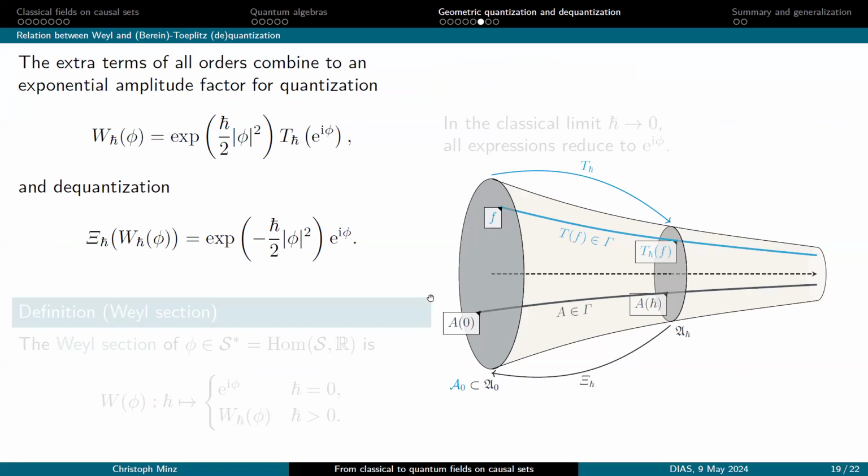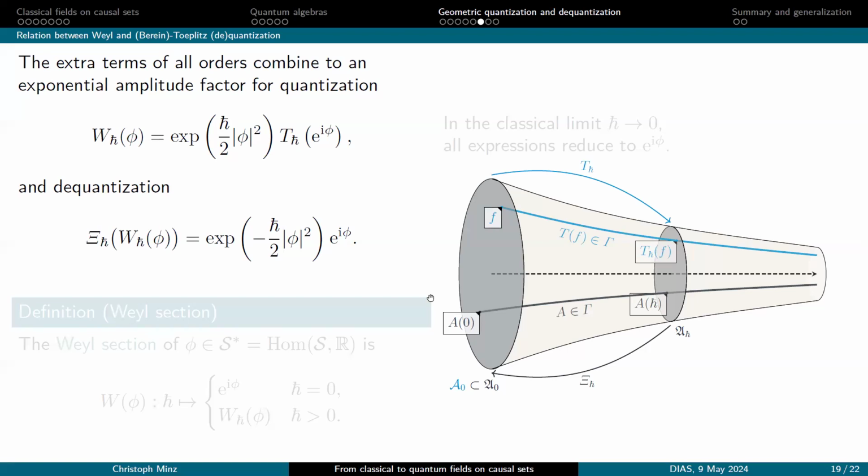oscillatory functions, so just e to the power i phi. And in that expression, you see that, because we know from the Weil relations that the Weil generators have been constructed in a way that they are normalized, so 2 to 1. So if you take the norm on these algebras, they are 1, and that means that the Toeplitz operator, or the Toeplitz quantization, is somewhat contracting, because we have this exponential factor there, which is essentially bigger than 1. And so this is in a sense contracting. So this is what I tried to visualize in this picture.